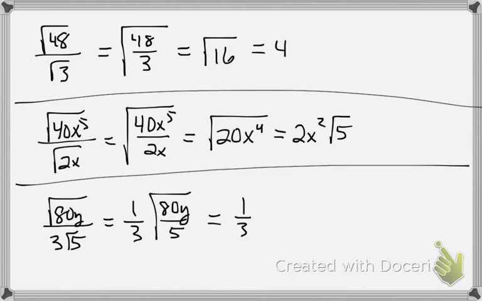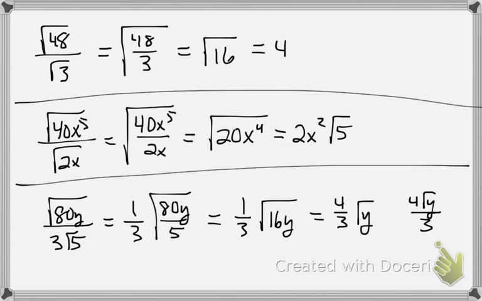So we wind up with 1/3 square root of 16 is 4. So that could be 4/3 times the square root of y. And this is a perfectly fine answer. Or alternatively, we could have written it as 4 square root of y over 3. That's the same thing. Either of these are perfectly fine answers. Just like 4/3 x is the same thing as 4x over 3. Is that okay?